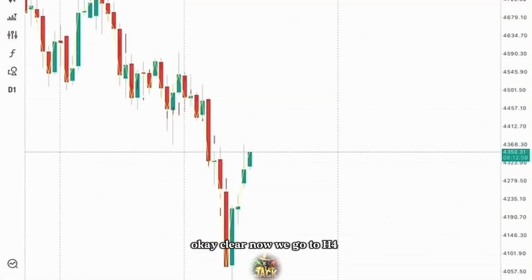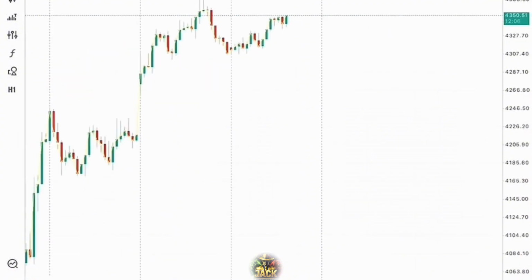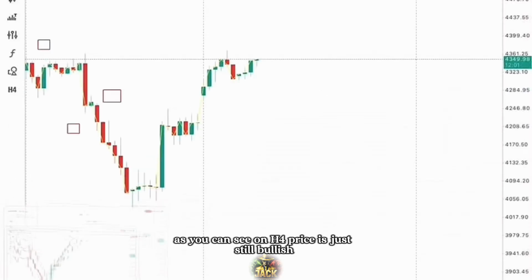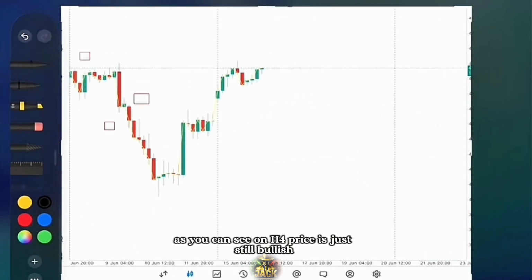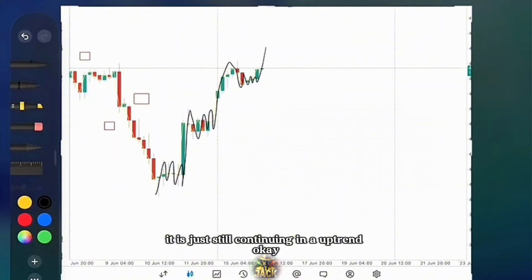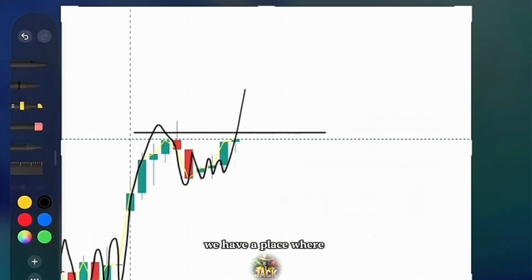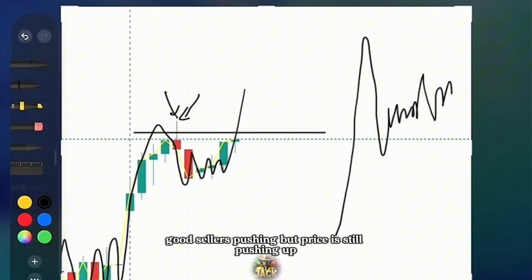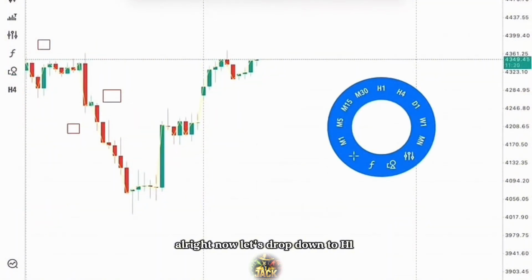Now, we go to H4. As you can see, on H4, price is just still bullish. It is just still continuing in an uptrend. Okay, let's wait for this place to break. Alright, we have a place where a good seller has stepped in. So this indicates that price is in a good seller's position, but price is still pushing up. Alright, now let's drop down to H1.